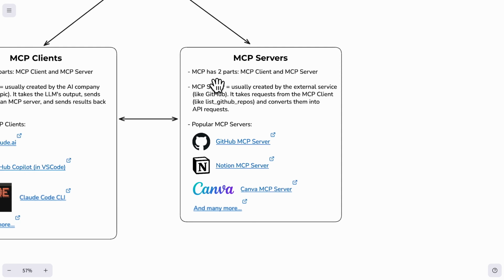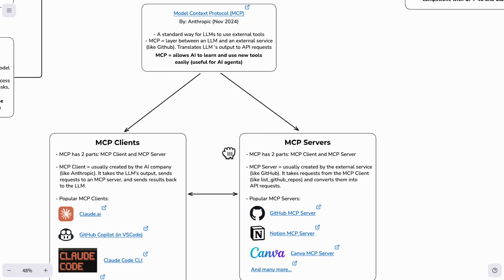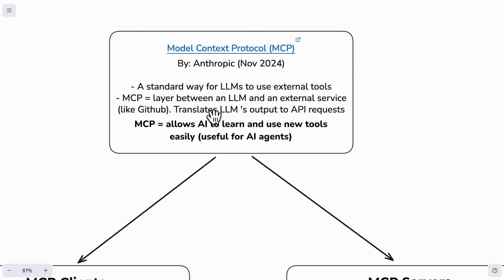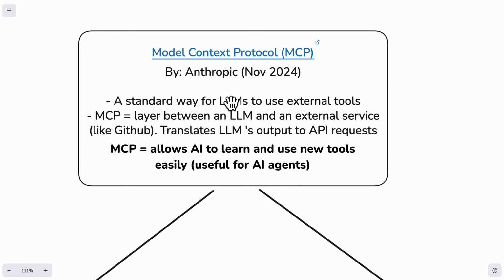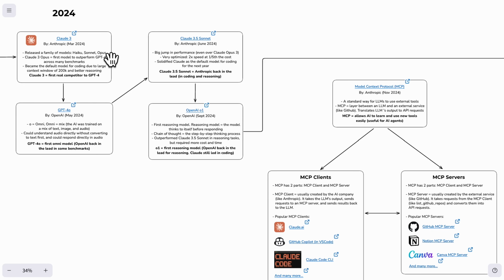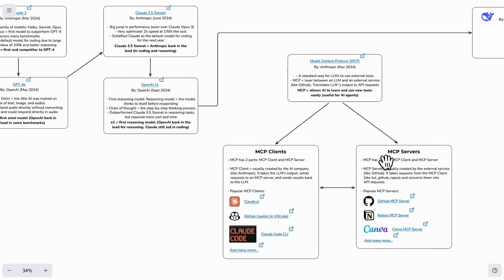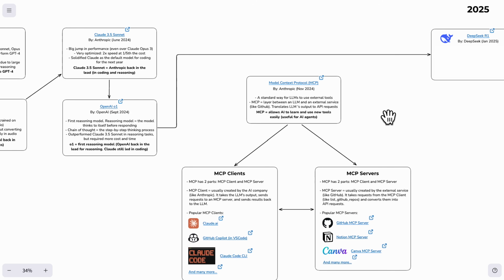So using MCP, the model can just focus on reasoning and deciding when to use a service, rather than figuring out how to use a service. Basically, MCP allows AI to learn and use new tools easily, and this is useful for AI agents in the future. So in 2024, we had this back and forth competition between OpenAI and Anthropic, as well as the standardization of tool use with MCP.